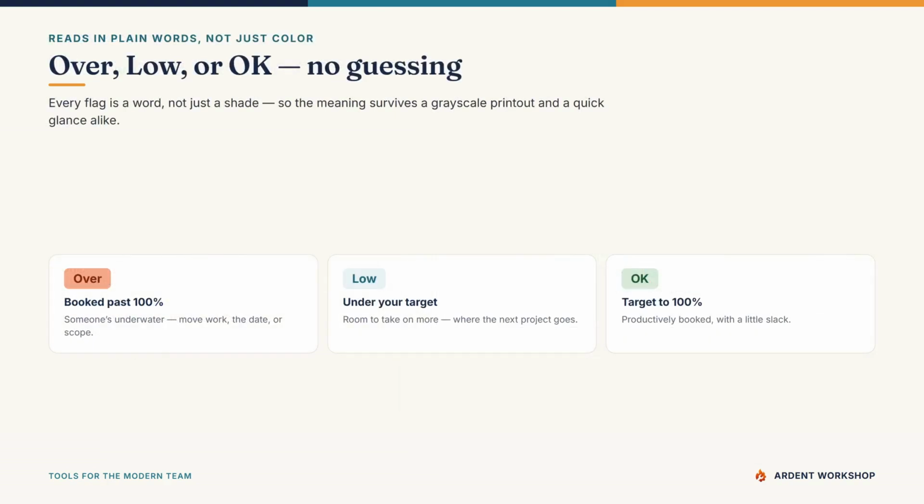And every flag is a plain word, not just a color. Over, low, or okay. So the meaning survives a grayscale printout and a quick glance alike. There's no rainbow of cells to decode. You just read who needs attention and who has room.